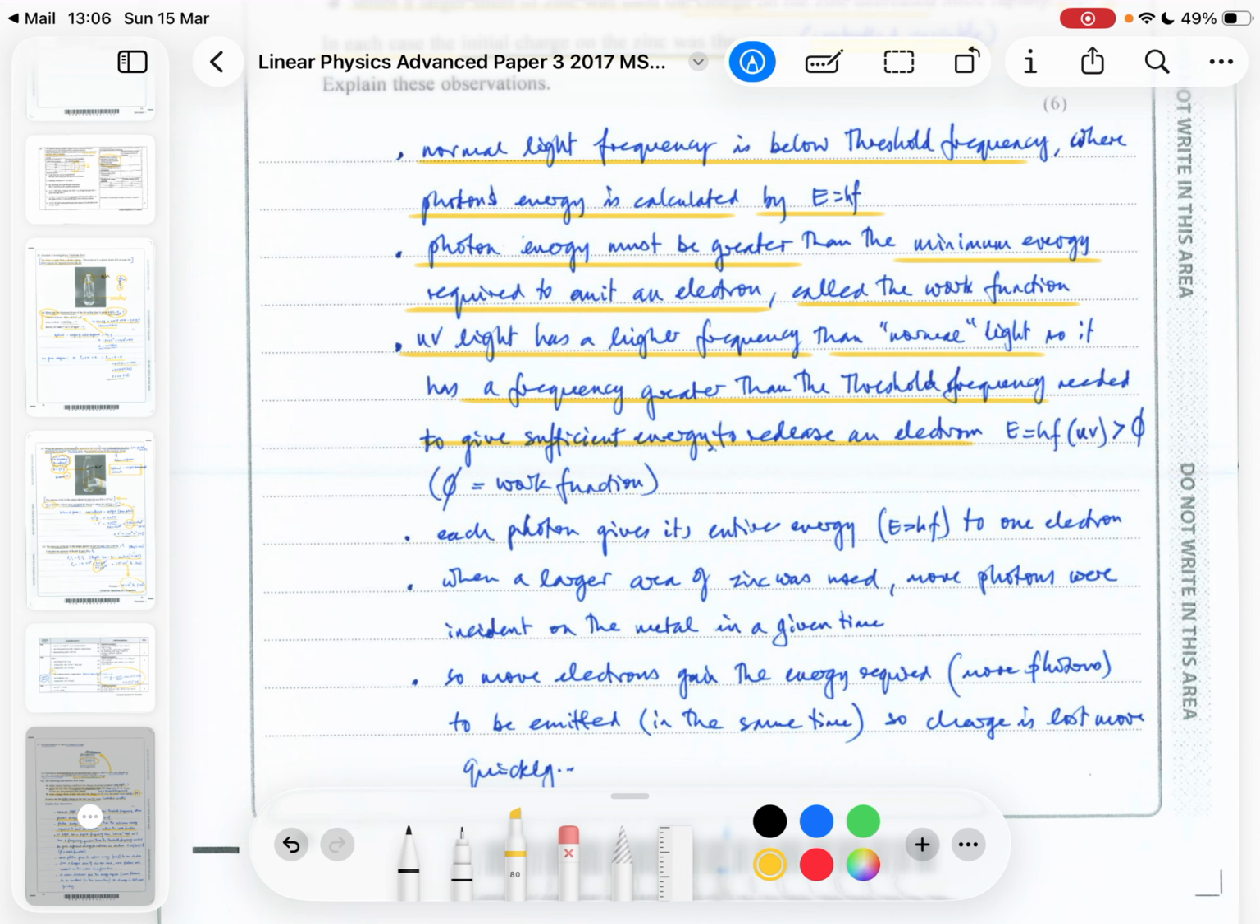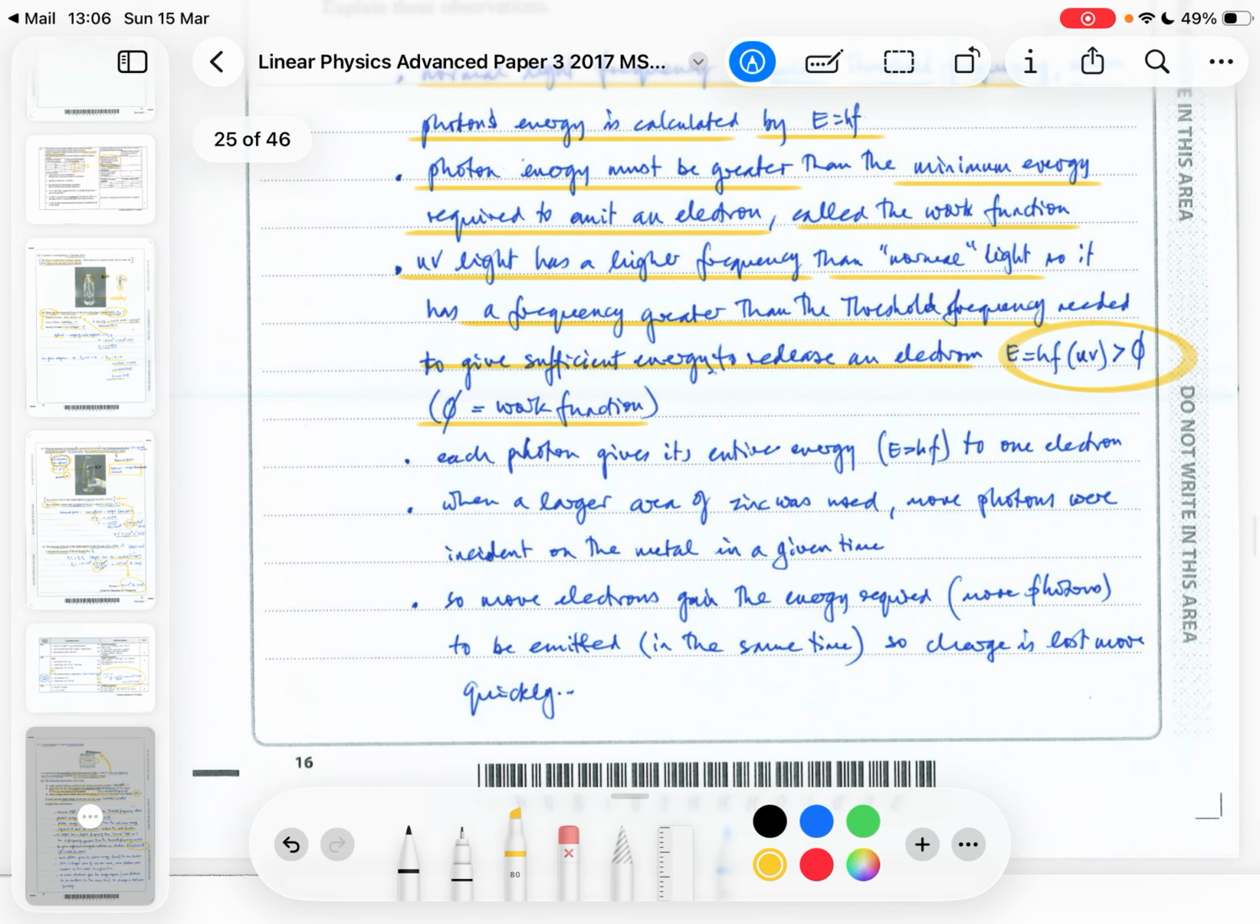Yeah, this is the equation. hf is greater than φ, and φ is what we call the work function. So it's good to put your equations in brackets to show that you know the maths involved. Remember, each photon gives its entire energy quantum to one electron. One photon, one electron. You always need to include this in your model answers.